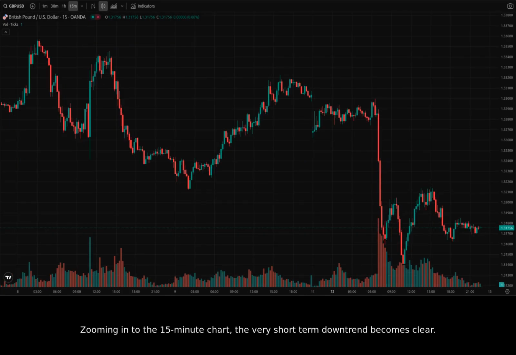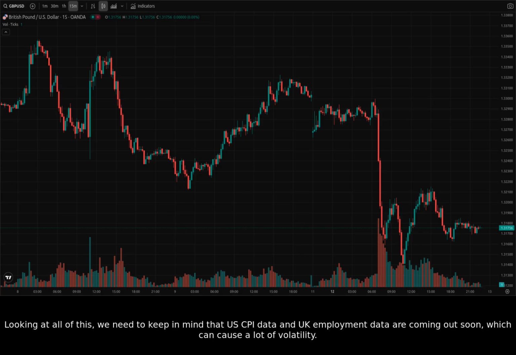Zooming into the 15-minute chart, the very short-term downtrend becomes clear. We can see how the price struggled to hold above 1.3300 and is currently around 1.3258. If this level fails to hold, the next support could be around 1.3211. Looking at all of this, we need to keep in mind that US CPI data and UK employment data are coming out soon, which can cause a lot of volatility.